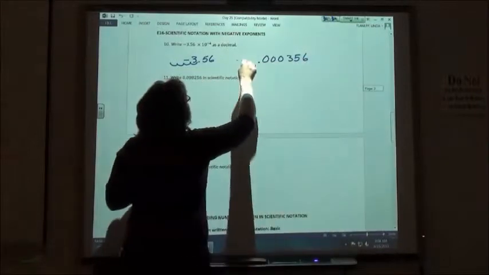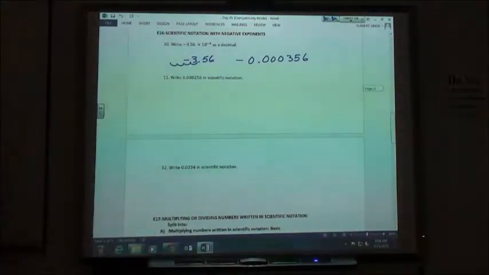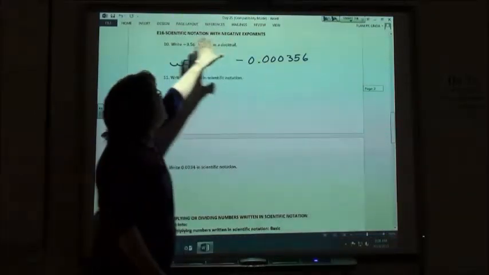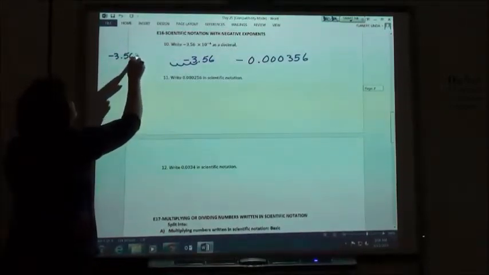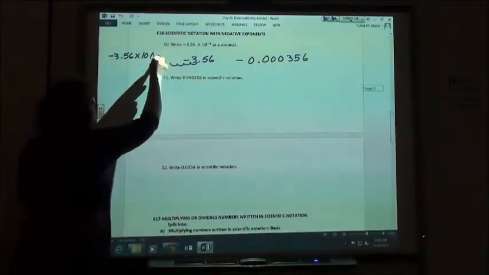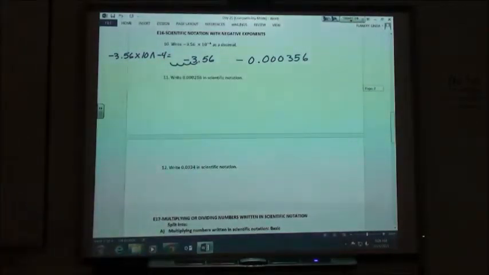0.000356. Of course, it's still negative, and they like you to put the 0 in front of the decimal just because it looks pretty there. If you leave it off, it'll say it's correct, however. So same thing, if you were going to put that into your calculator, you would do negative 3.56 times 10 caret negative 4, and it would give it to you in standard form.